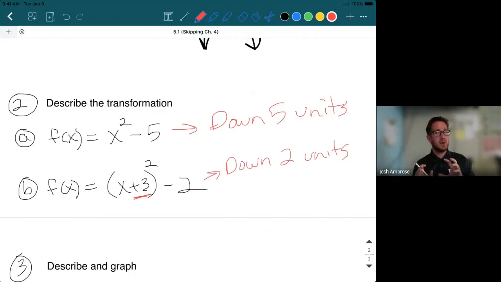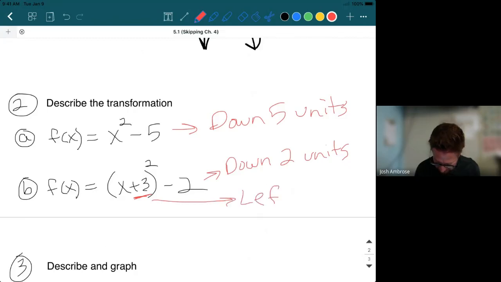But you remember, in the past, we learned that you're actually doing the opposite of what the problem says. The problem says plus 3, but you will then actually translate that to say you go left 3. Okay, so this tells me left 3 units. So that would be the full description for part B. We go down 2, left 3. That's everything we need there.